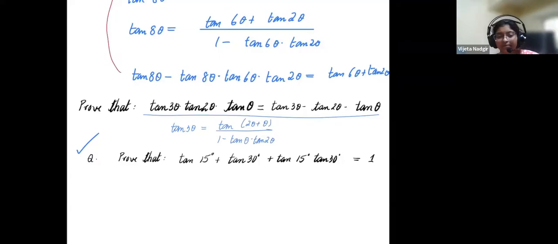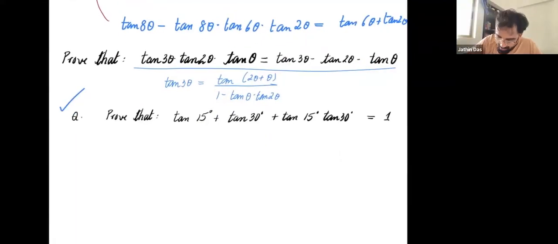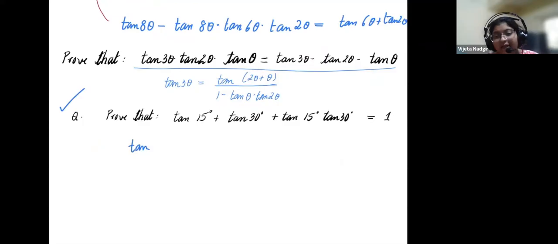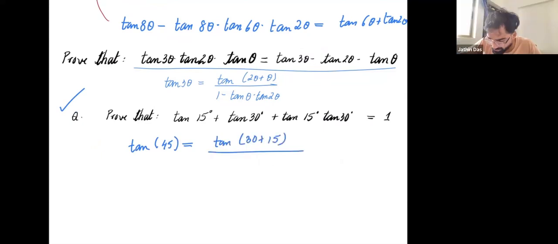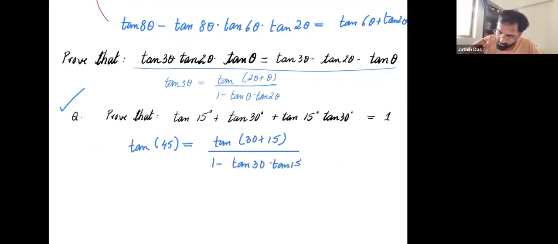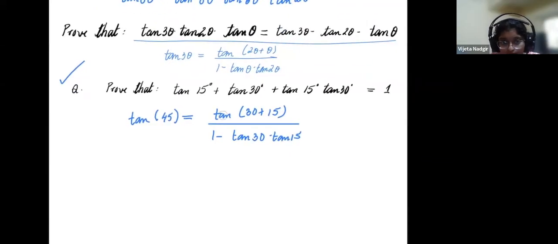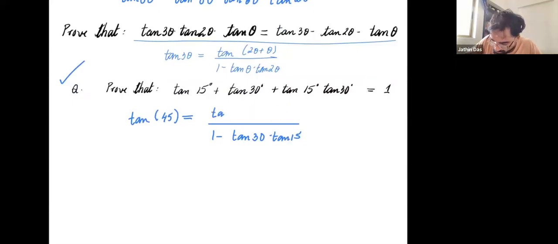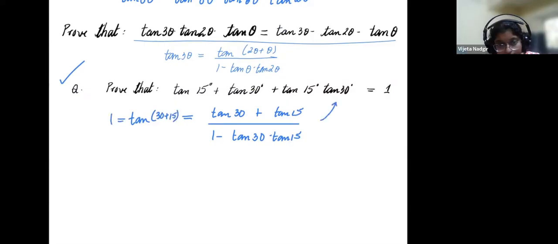Any idea clicked? Done. Good. It is actually tan 15 plus tan 30. I can take it over there as 1 minus tan 15 tan 30, and then I can take it down. So (tan 15 plus tan 30) upon (1 minus tan 15 tan 30), and tan 45 is 1. Sorry, my mistake, I'll write it as tan 30 plus tan 15. And this whole thing, instead of 45, I can write 30 plus 15, which is actually 1. You cross multiply, and I think you can prove this easily.